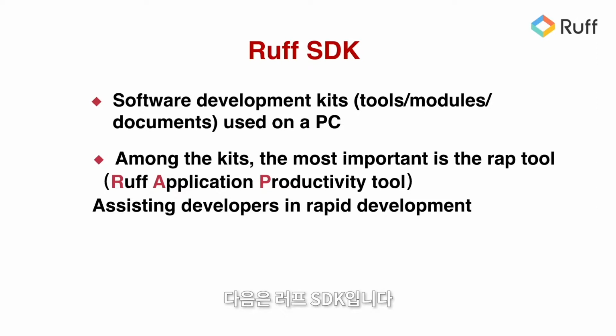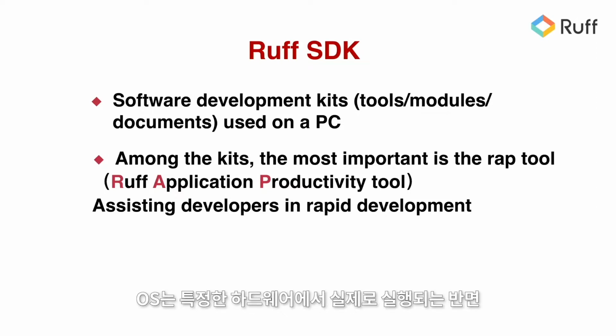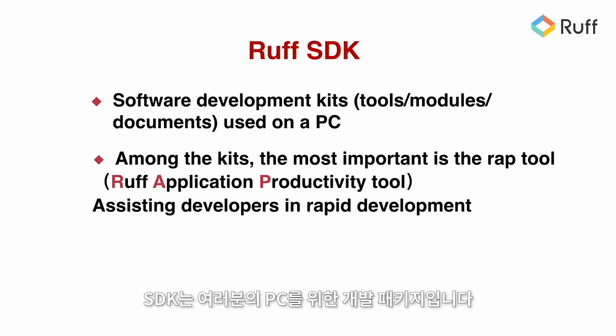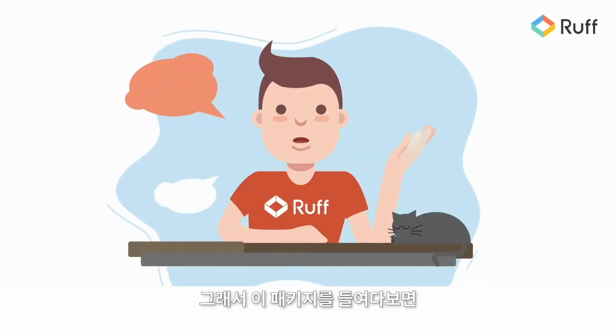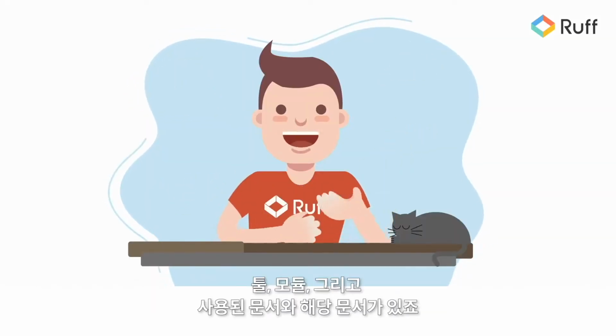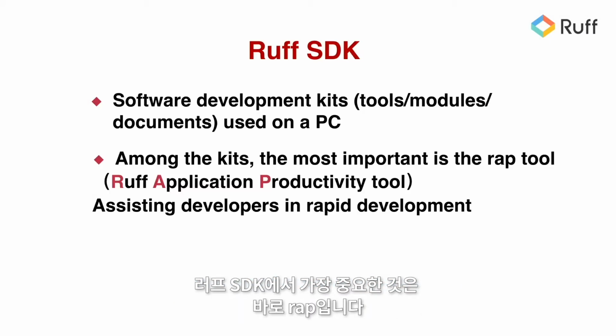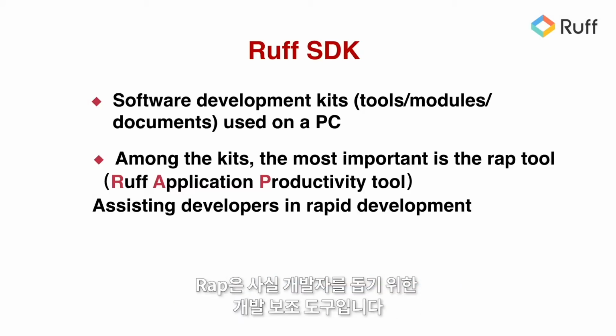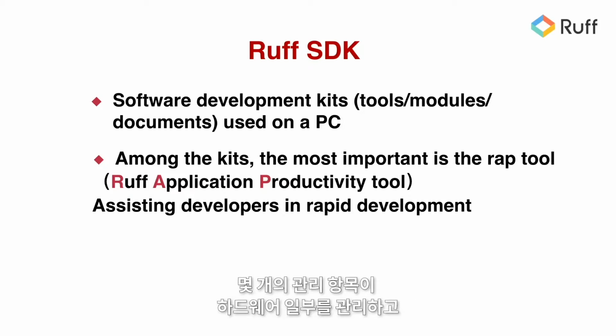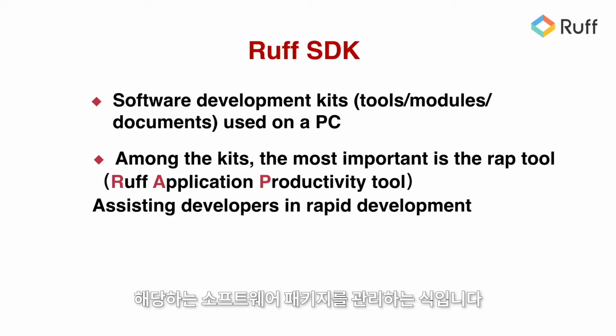The second is Ruff SDK. It is not the same as OS, because OS is actually running on specific hardware. SDK is actually running on your development machine and is a development package on your PC. Then in this development package, there are tools, modules and the corresponding documents. Well, the most important thing in Ruff SDK is Wrap. Wrap is actually an auxiliary tool which assists developers in development. For example, some management items manage some of the hardware and manage some of the corresponding software packages.